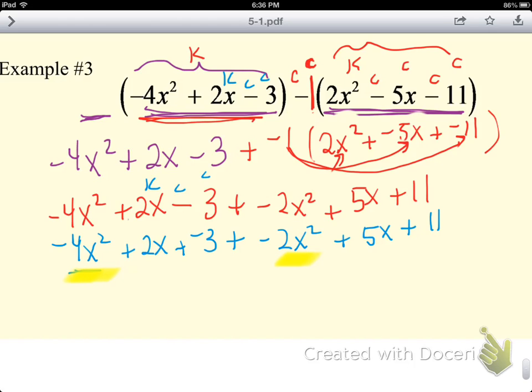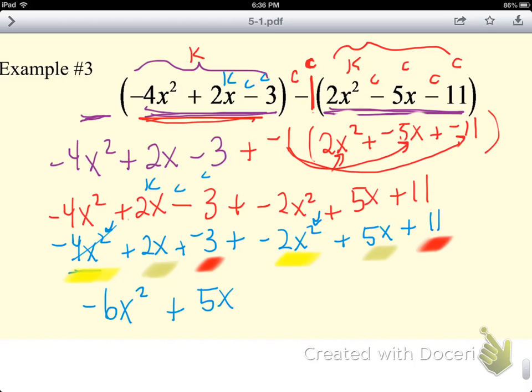Now we also have this one right here and this one, and then we have the constants, this constant and this constant. Let's think of those as being next to each other, and we want to write them in descending powers of x because that's typically how we write them. The first exponents I'm going to focus on are the exponents of 2. So negative 4x squared plus negative 2x squared is negative 6x squared, and 2x plus 5x is 7x.